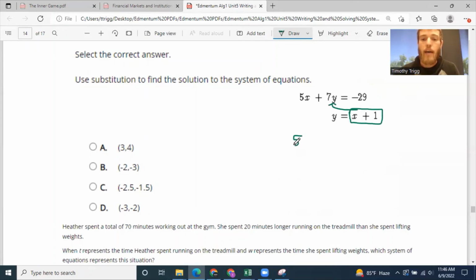That'll give us 5x plus 7 times y, so that's x plus 1, and then it still says equals negative 29. What would be my next step here? Well, I would distribute this 7 into the parentheses, giving us 5x plus 7x plus 7 is negative 29.